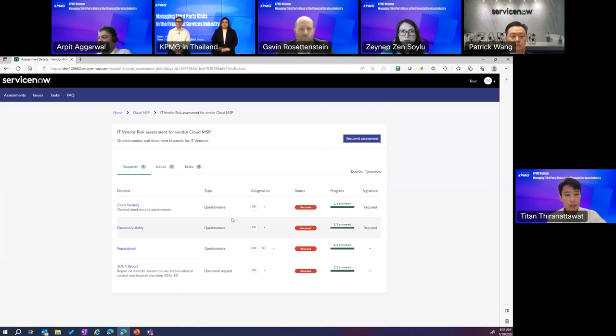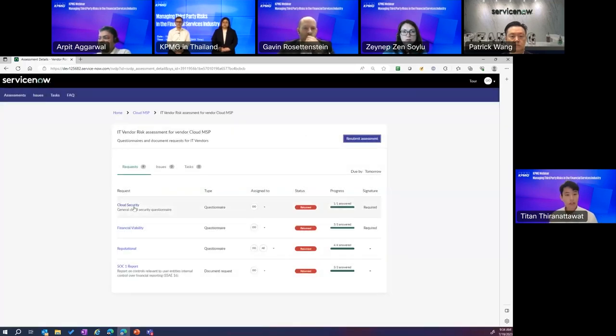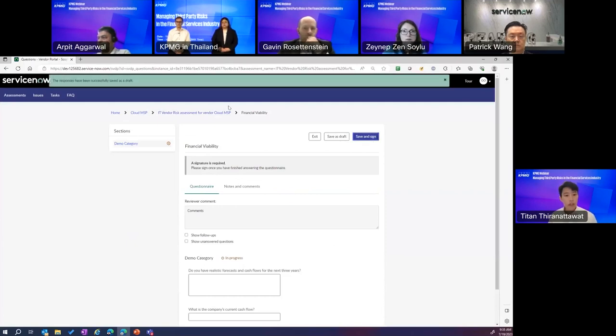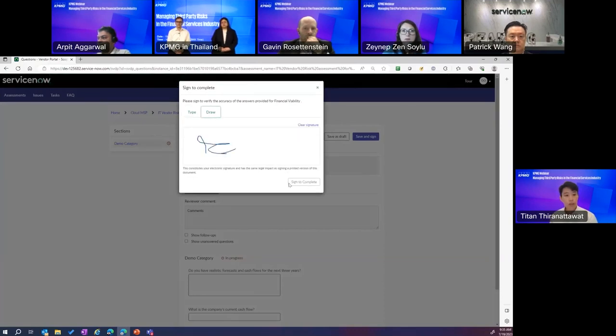So once we go back here, the vendor can go ahead and check if all the required information has been completed, and they can go ahead and resubmit the assessment back to the client. And all this is done on the vendor portal, which is a separate portal from what the client would be using, for increased security. And with the seamless integration of the ServiceNow solution, we can help increase the efficiency and also visibility of the third-party risk management process for both the vendor and the client.